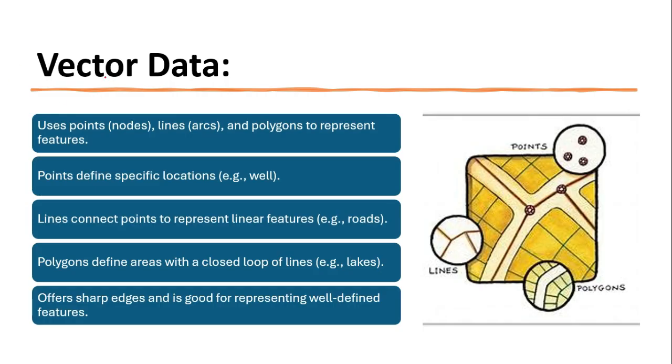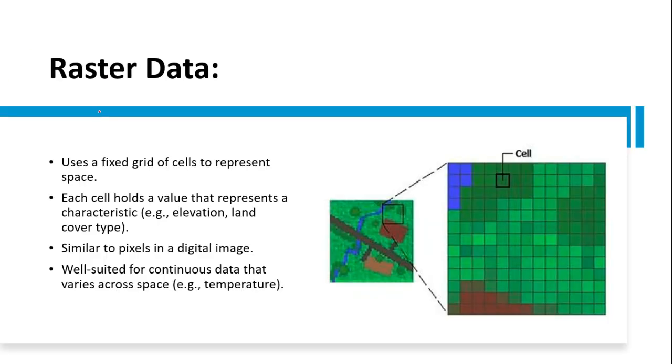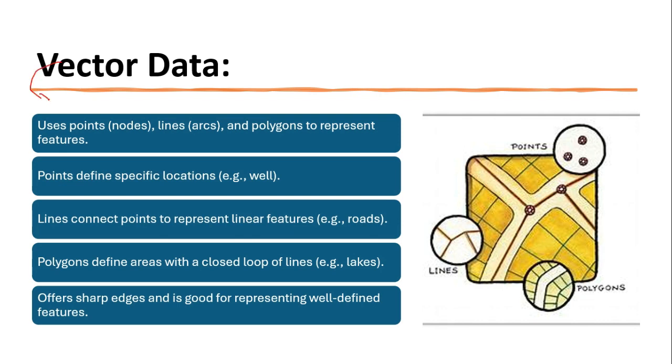Within spatial data, we have two types of data, vector data and raster data. So what is vector data? Vector data uses points, lines and polygons to represent any feature or location. A point defines a specific location. For example, if there is a well within a map, a point can define that well. A line connects points to represent a linear feature, like a road from one location to another. And a polygon defines an area with a closed loop of line, like a lake.